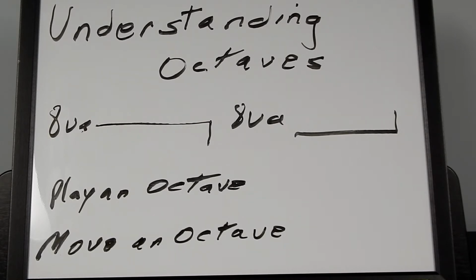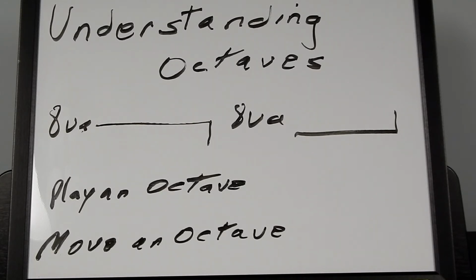Let us go back and look at our original picture. On the left, we have an 8VA, which stands for the 8 keys, shoving to the right and then coming down. This means move up an octave. We have an 8VA, which on the right side shoves down and then goes to the left. This means move down an octave.